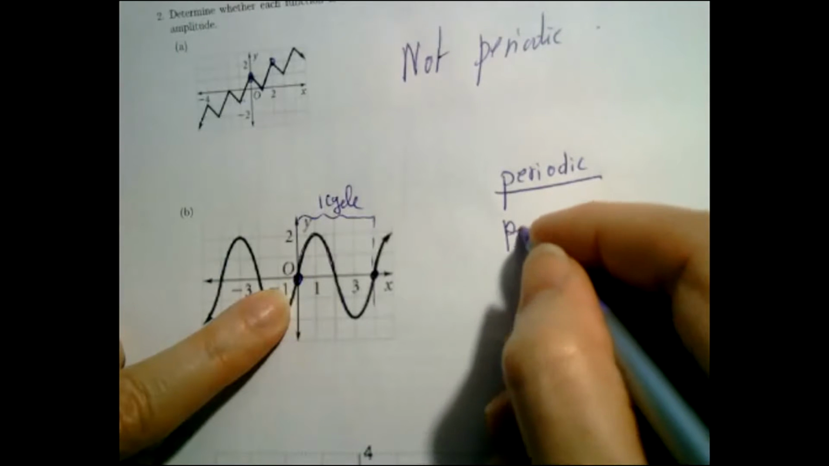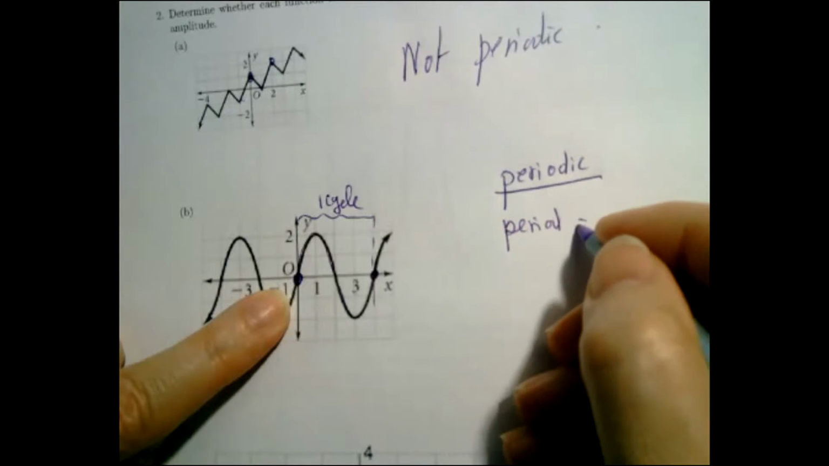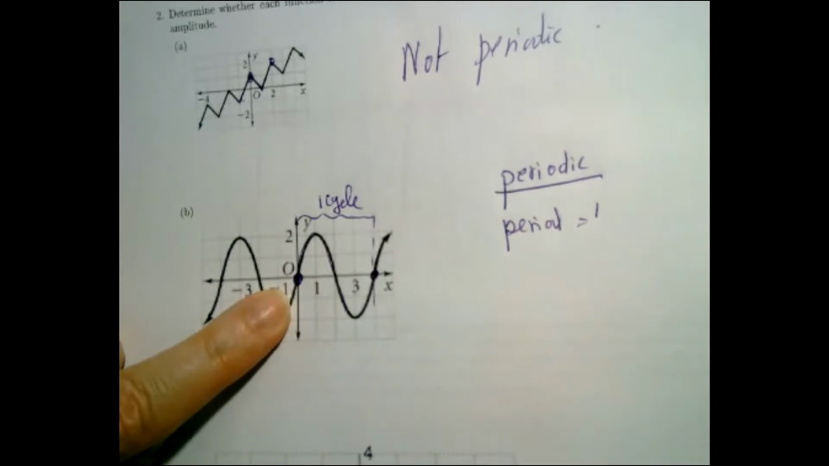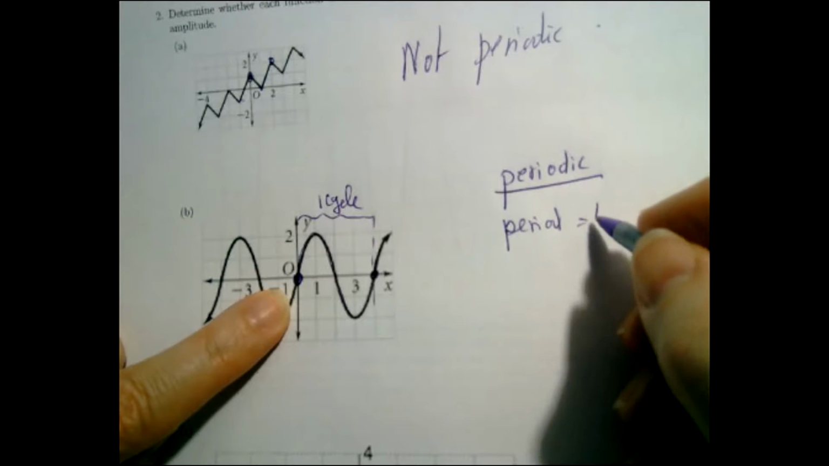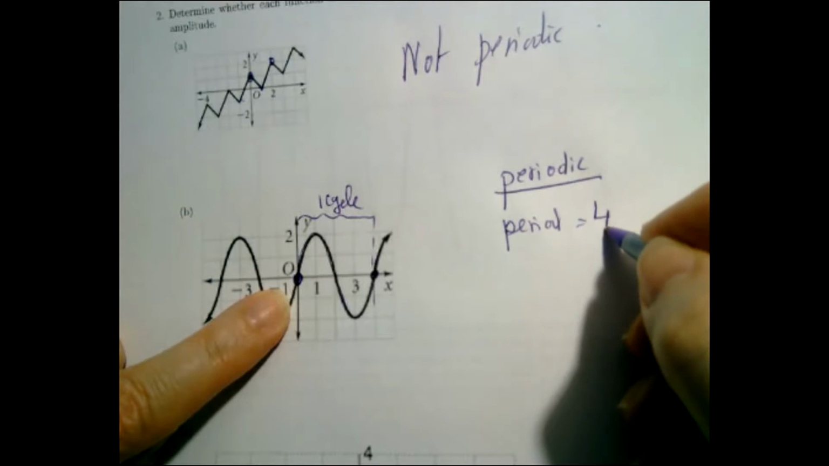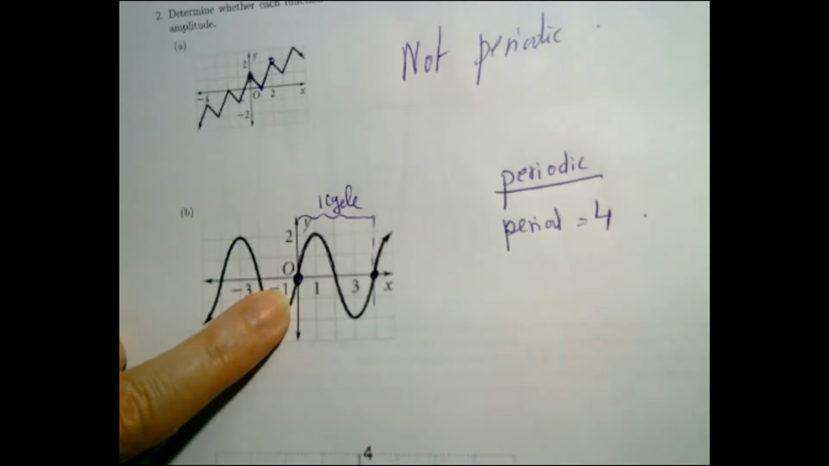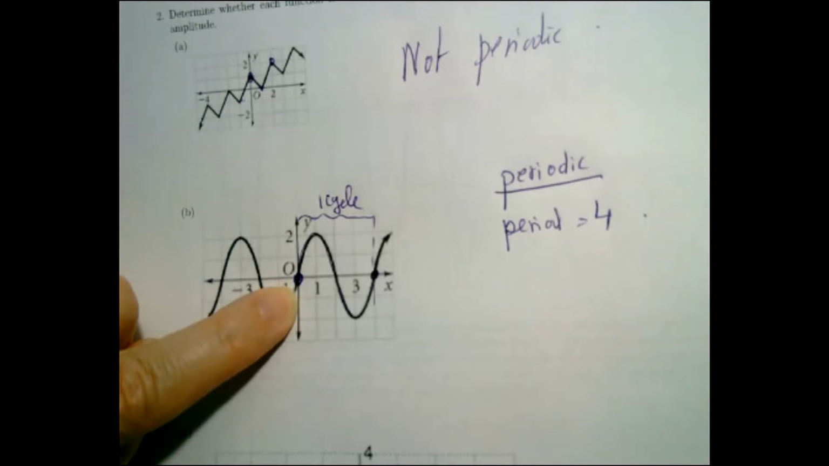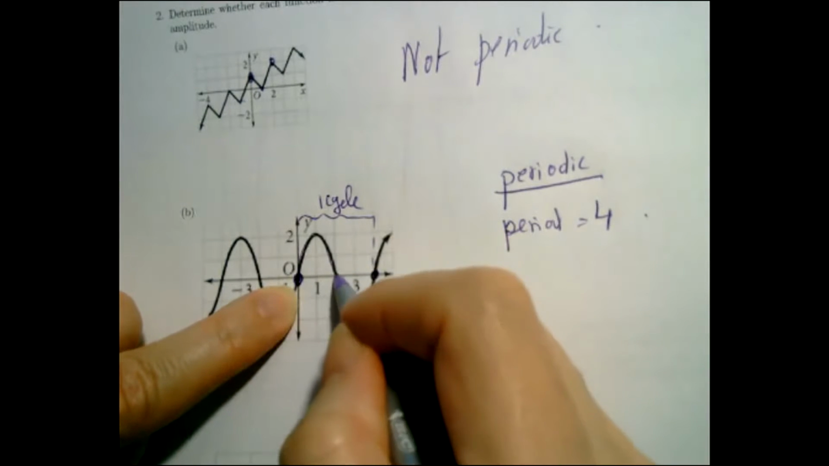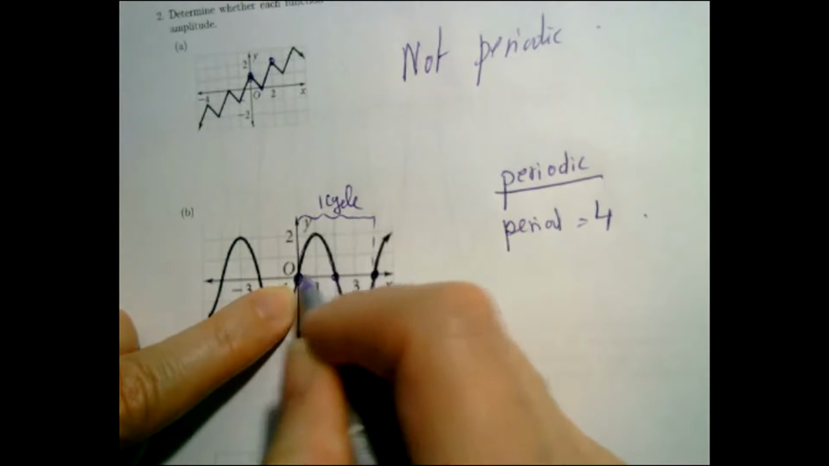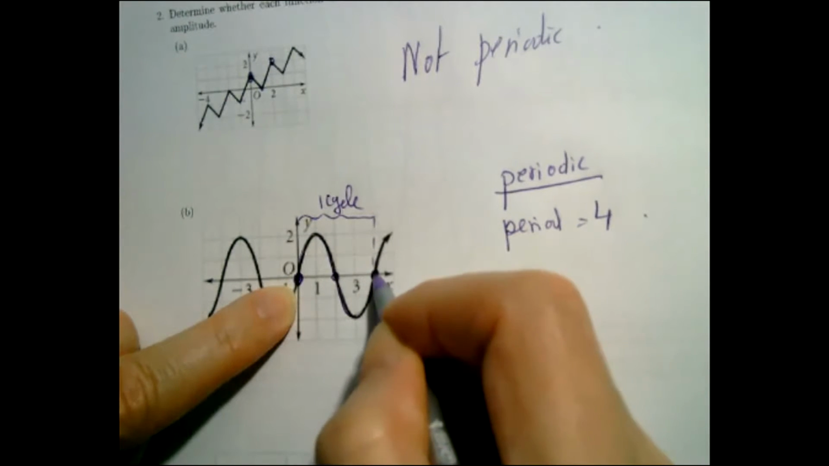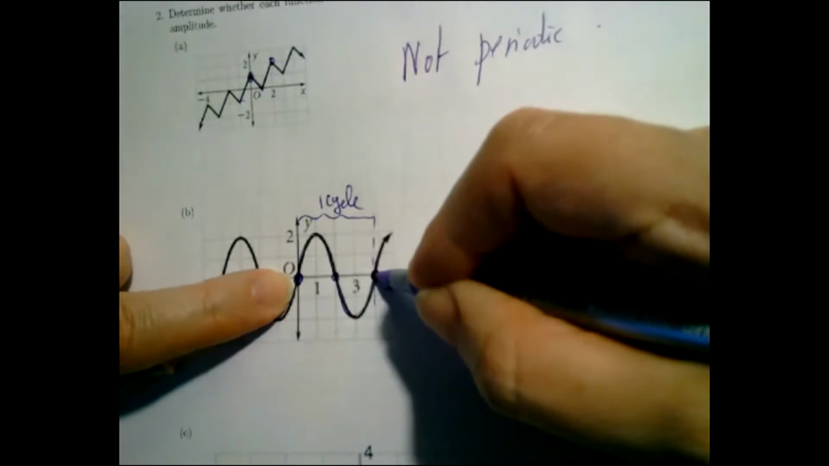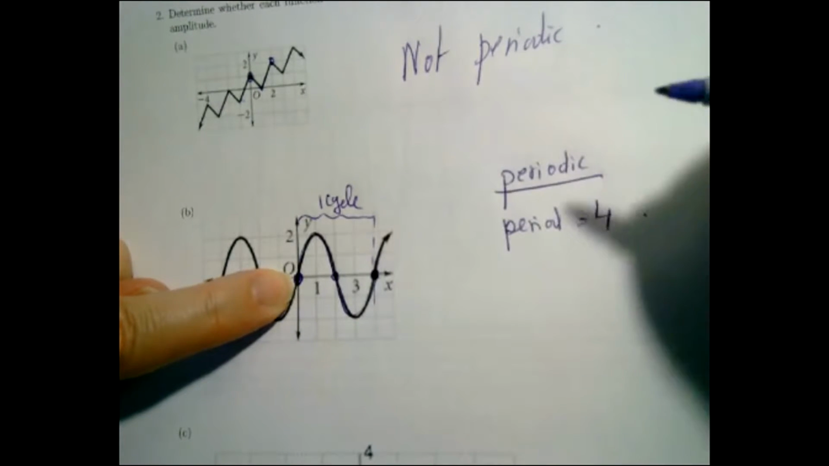So periodic, the period is 4. The period is 4, not 2, right? Do you agree with me? Is the period 4 or 2? What do you think? 4, because we start here, and it's not repeating itself yet at 2. You keep going and start repeating itself here. So from here to here, you need 4. That's a cycle. So the period is 4.